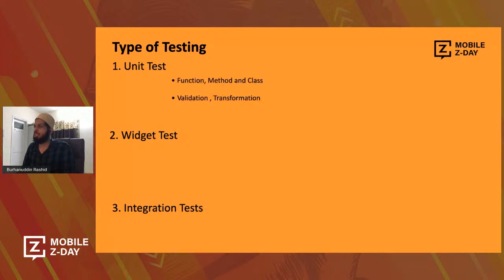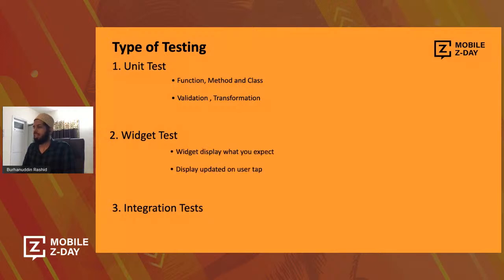Unit testing is nothing but testing each function, method, or class. Like if you have a form and you want to validate that form, you have a validation function, and that validation function is a very good candidate for a unit test. If you are fetching data from a backend and transforming it into a UI model, then that transformation function is a very good candidate for writing a unit test.